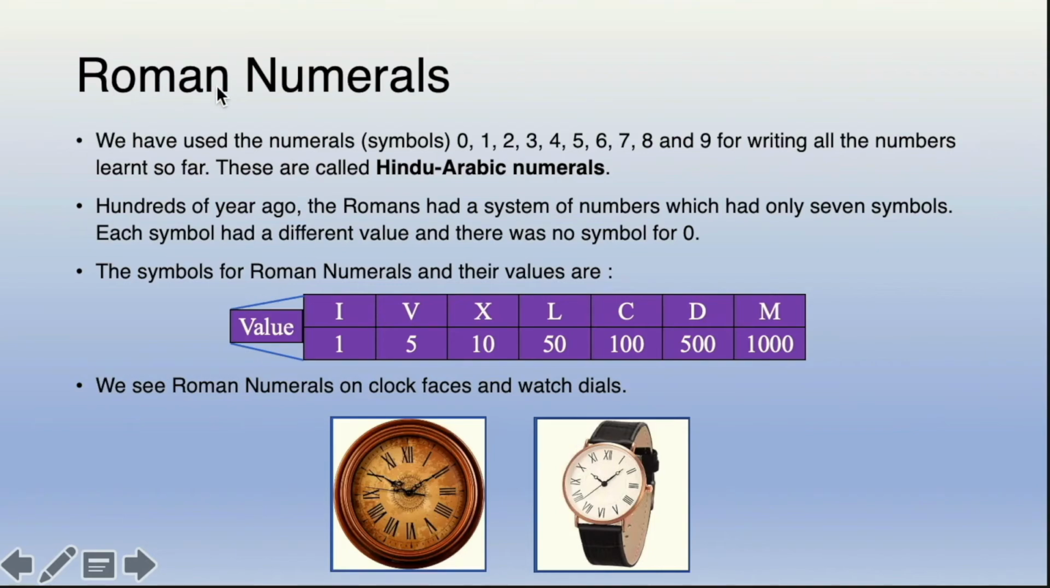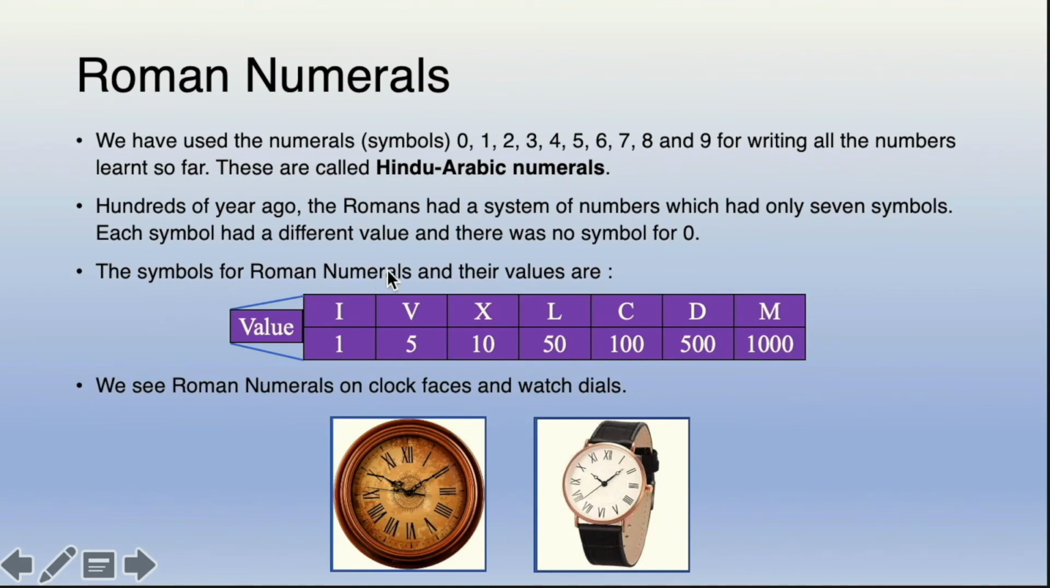Now, Roman numerals. We have used the numerals, that is the symbols, the single digit numerals 0 to 9, or the digits 0 to 9, for writing all the numbers learned so far, and these are called Hindu-Arabic numerals. Now, hundreds of years ago, the Roman people had a system of numbers which had only 7 symbols. Each symbol had a different value and there was no symbol for 0.